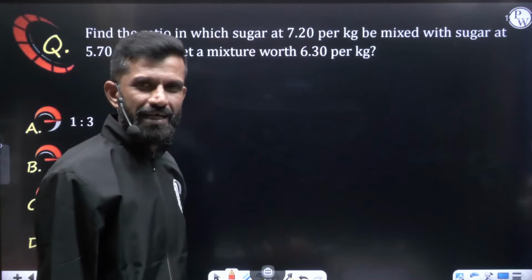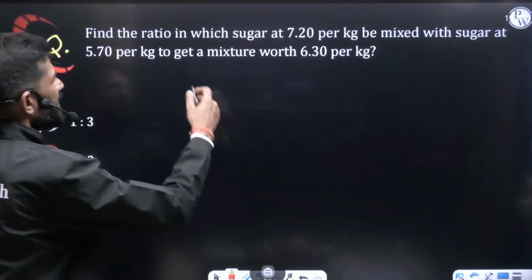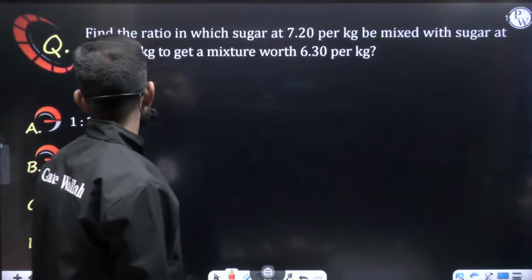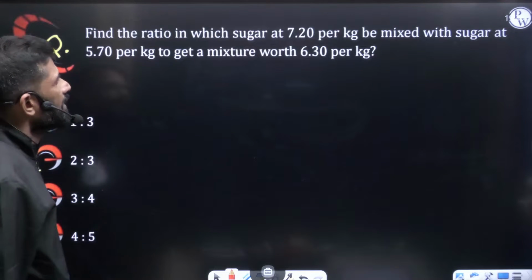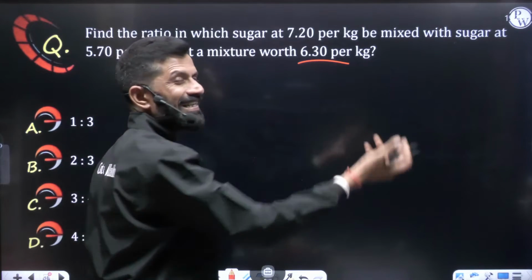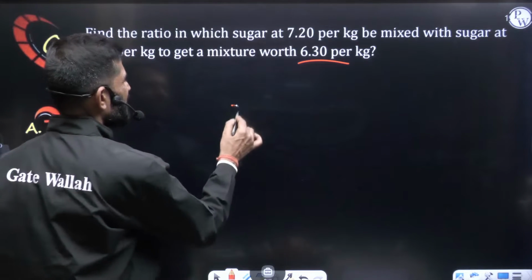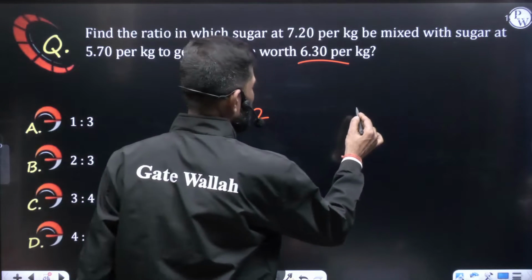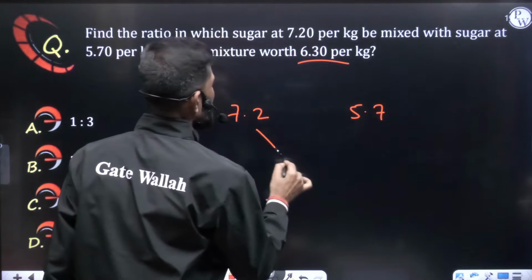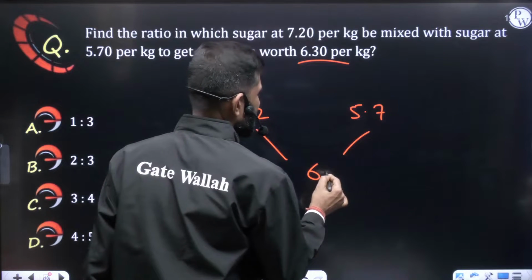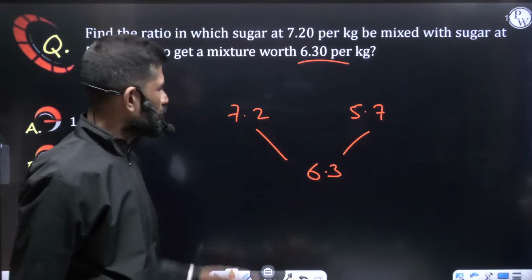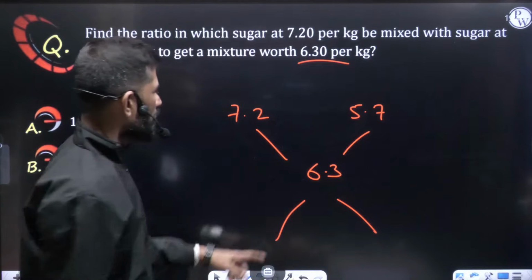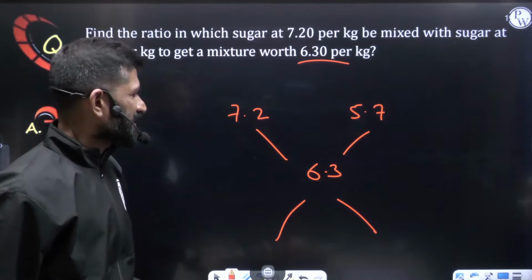One more question is there. Let us sort this out. Find the ratio in which sugar 7 rupees 20 per kg be mixed with sugar 5 rupees 70 per kg to get a mixture worth 6.30. Again it is very simple. So here 7.20 per kg, 7.2. Another is 5 rupees 70 per kg, so 5.7. Both mixing, making 6.3. You can multiply by 10 and write directly also. So my dear friend, if I am not wrong, 72 minus 63, how much will you get?